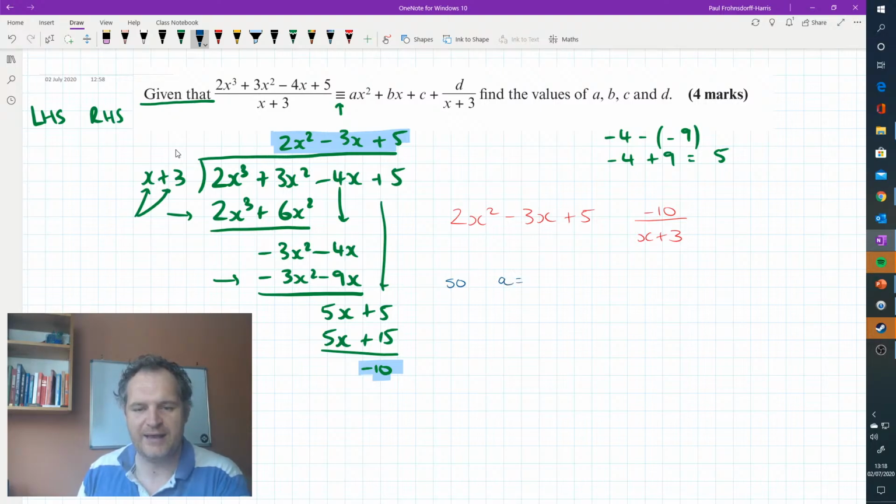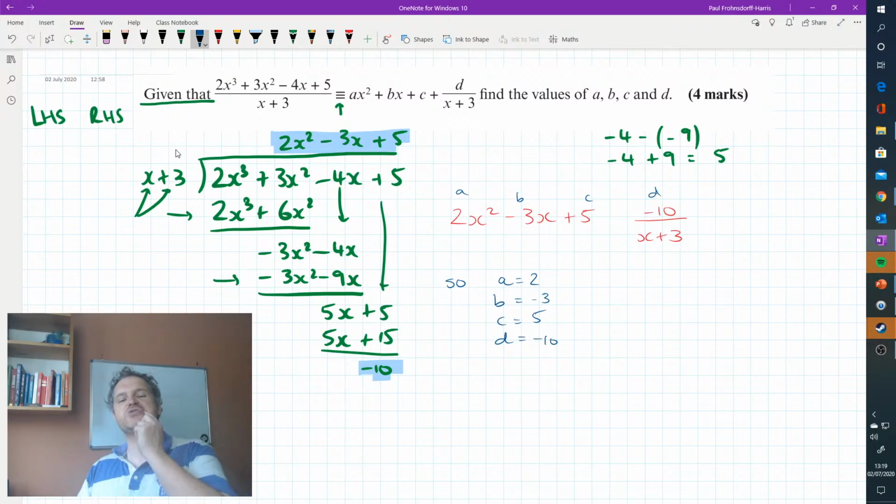So A equals 2. B equals, this is A, B is there, so it's minus 3. Don't forget your minuses when you're looking at the letters. C equals this one. And D equals the minus 10 on top.